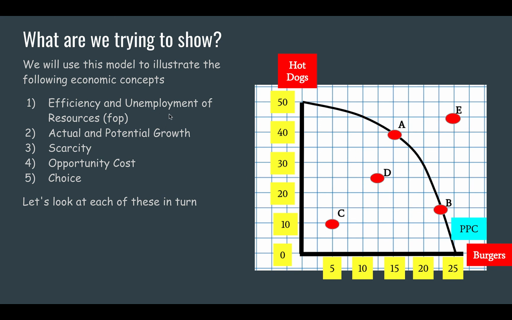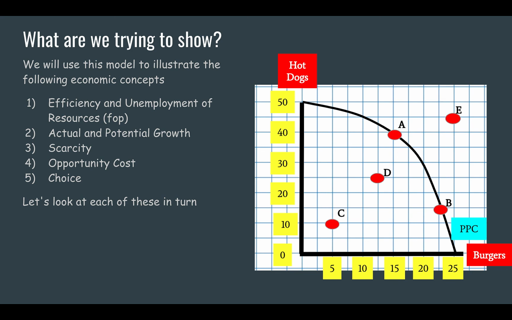Unemployment usually refers to people, labour. But when I say unemployment, I'm talking about unemployment of any factor of production, okay? Actual and potential growth, scarcity, opportunity cost, and choice. So in the later videos, what we will do is examine each of these in turn. And I hope you just remember what the model is.